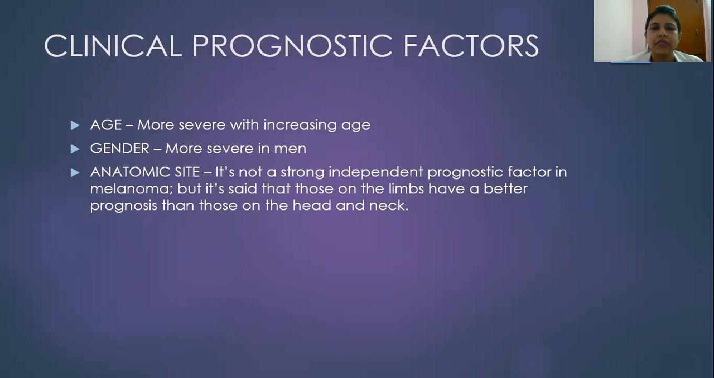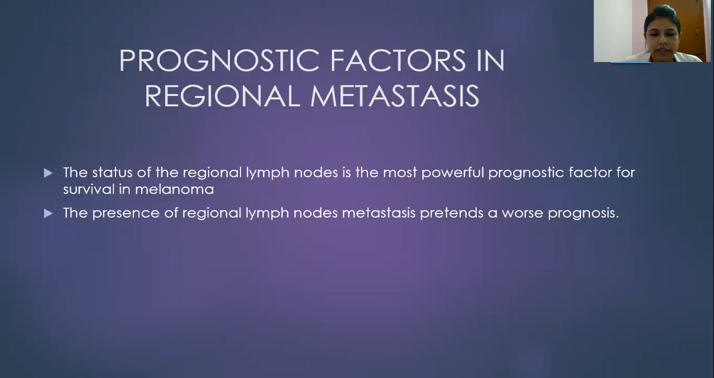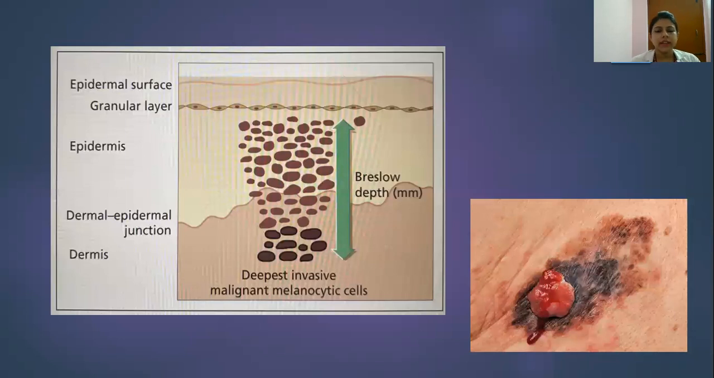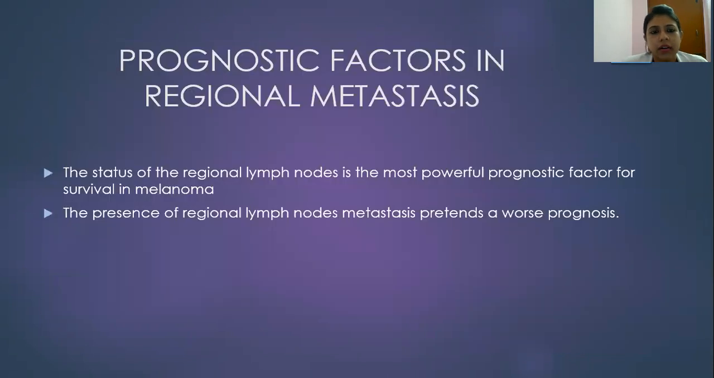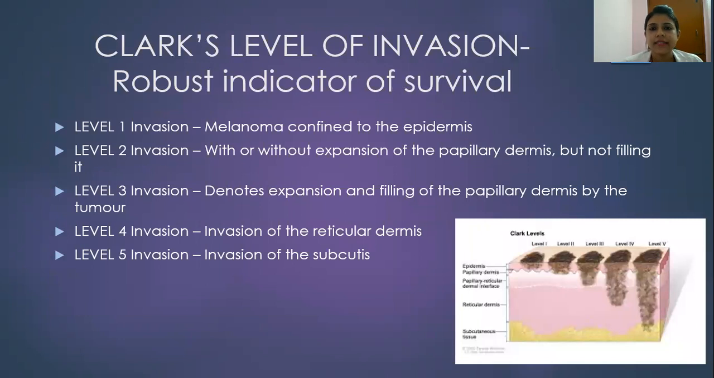The prognostic factors determine the prognosis. We have clinical prognostic factors like age, gender, anatomic site. We have prognostic factors from microstaging, like the Breslow thickness, like I said before, the thickness from the top of the granular layer to the lowest invasive cell. Next we have prognostic factors in regional metastasis and distant metastasis. Clark's level of invasion is a robust indicator of survival.